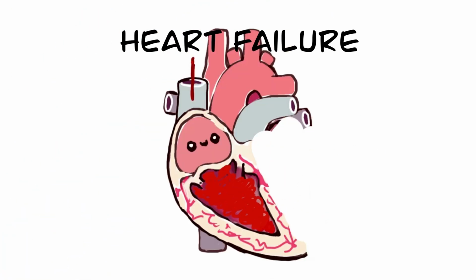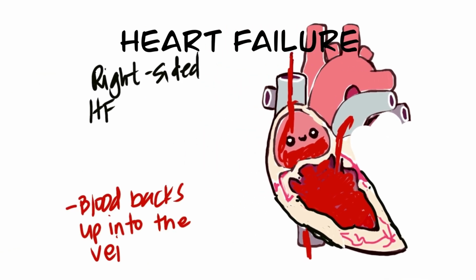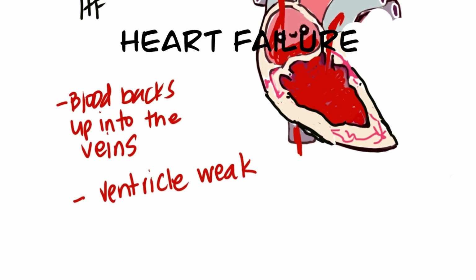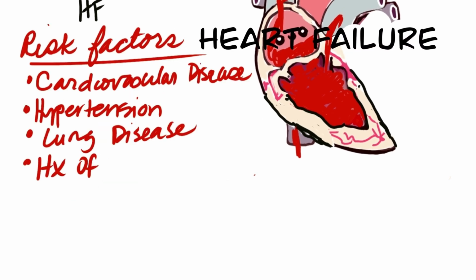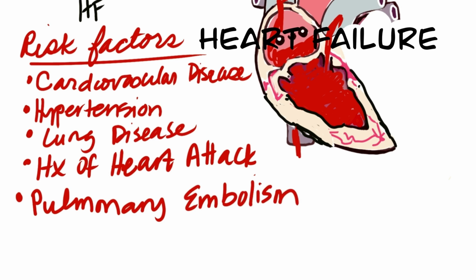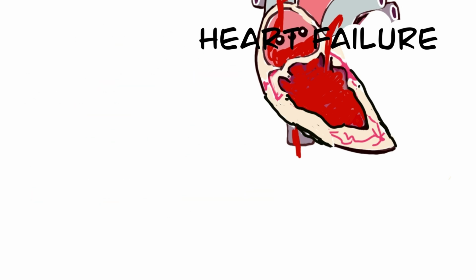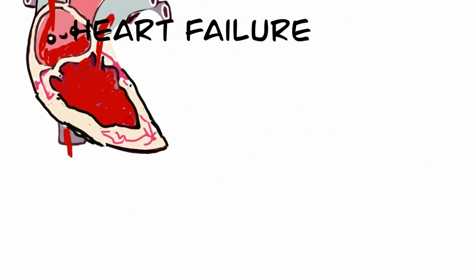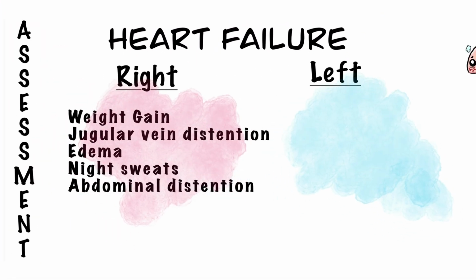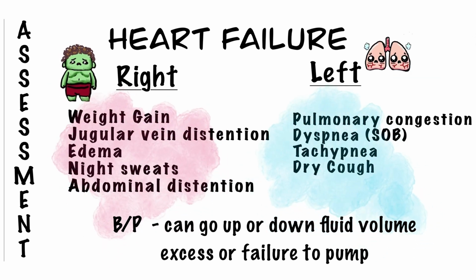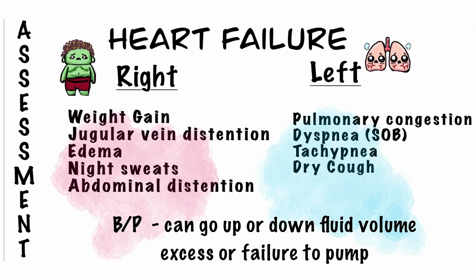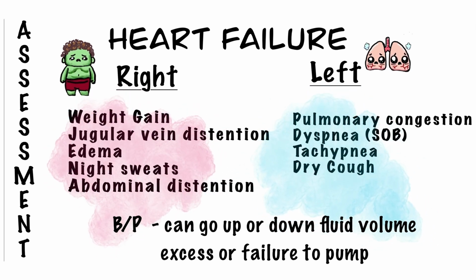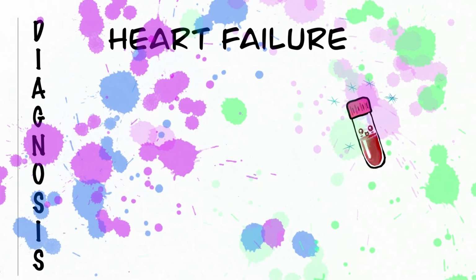Now on the right side, things are going to back up through the veins, which means through the body. Same issues with the ventricles. Risk factors plus pulmonary embolism of note for the right side heart failure. Now for your assessment, you're going to note that on the left side, it's going to mainly be pulmonary issues, dyspnea, orthopnea, tachypnea, crackles in the lungs, and cough. Right side, it's going to focus on systemic congestion, so ascites, anything having to do with fluid overload.